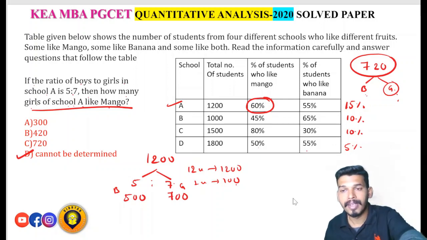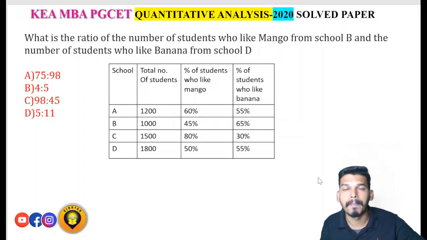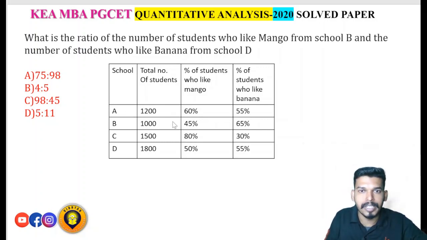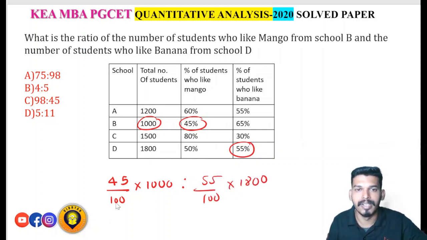Okay, next one. What is the ratio of the number of students who like mango from school B and the number of students who like banana from school D? Mango from school B is 45% of 1000. We have to find the ratio: 45 by 100 of 1000. Banana of school D is 55% of 1800. 55% of 1800. So the 100 and 100 get cancelled. Two zeros get cancelled.